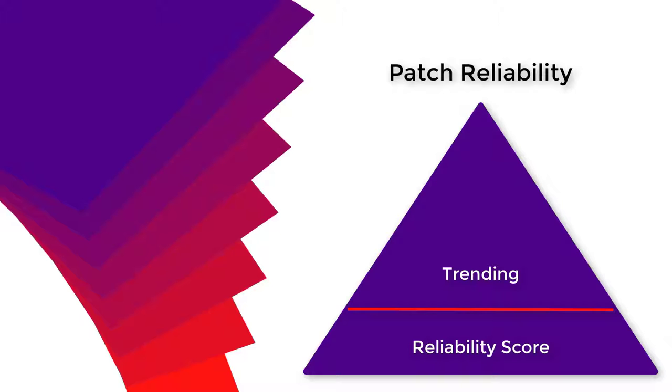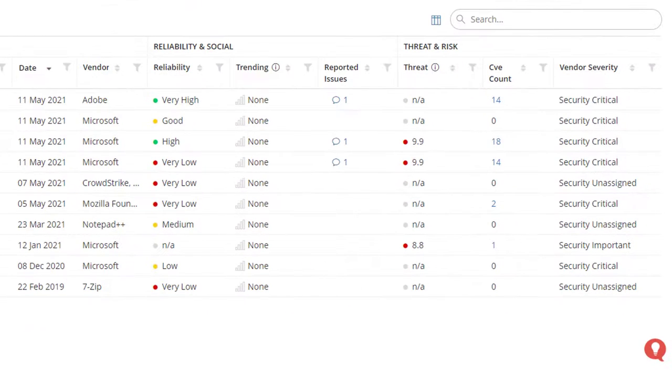Other data Patch Intelligence gathers is reported issues. These are issues that have been captured. The symptoms and any known workarounds are provided. These issues could have been raised by Ivanti, the patch vendor, or a customer. The more information you have, the greater the insight, which increases your level of confidence. For this, we use the reliability and social data from the bulletin grid.